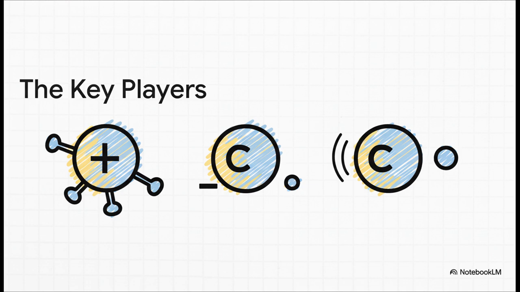You have the carbocation, a carbon that's missing electrons, so it's got a positive charge, the carbanion, which has extra electrons and a negative charge, and the free radical, which is neutral but has this lonely, unpaired electron that makes it desperately want to react.